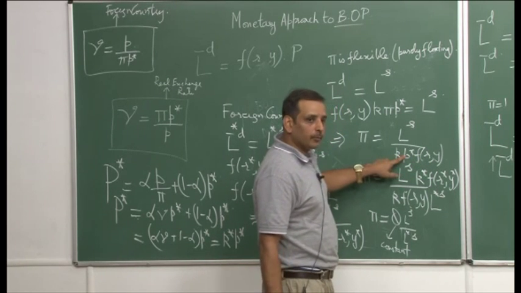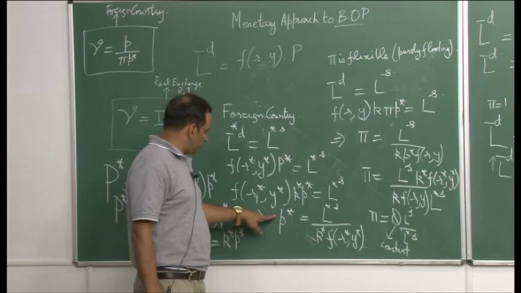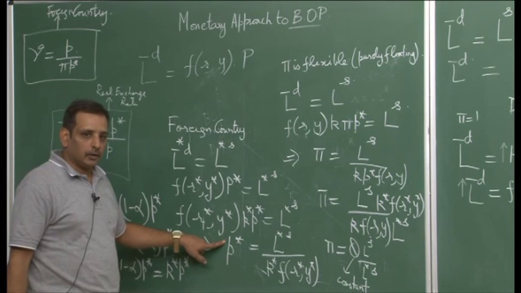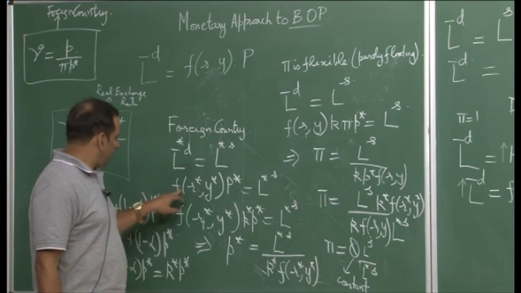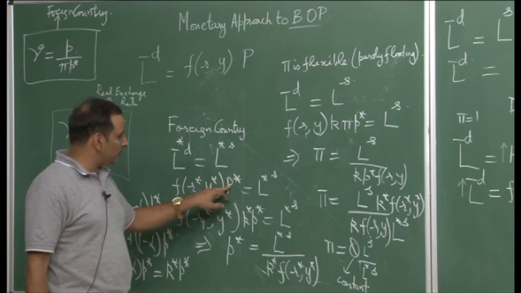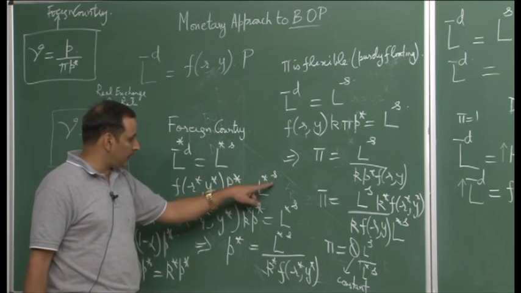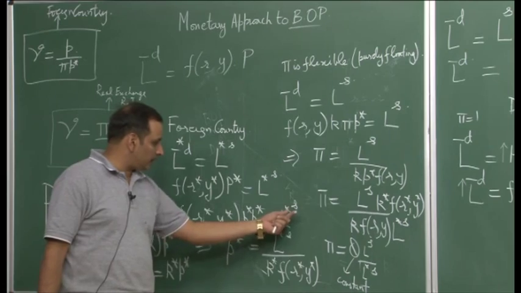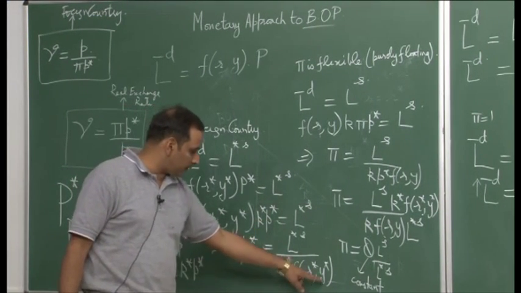I replace the value of p star from the prices which prevail in the foreign country. Now, look at how I have derived p star. Same way, f r star y star p star. This is the money demand function in the foreign country. L star S is equal to K P star, so P star is L star S over K star F, R star, Y star.